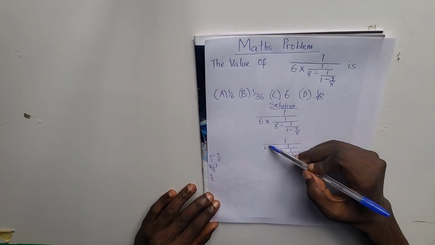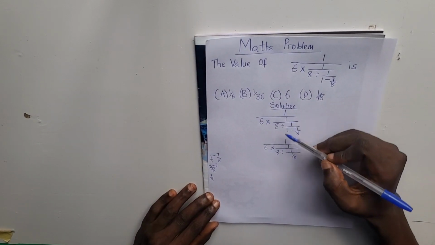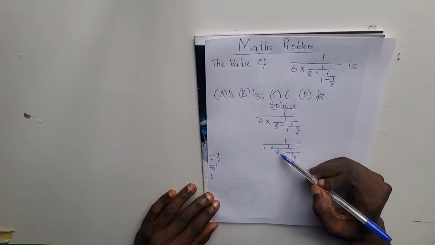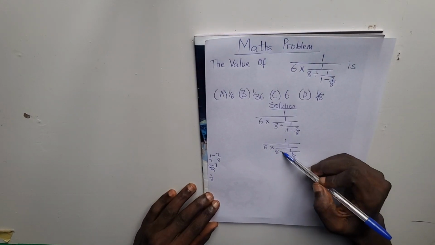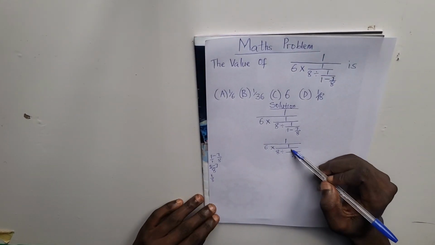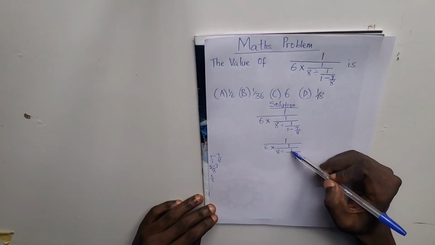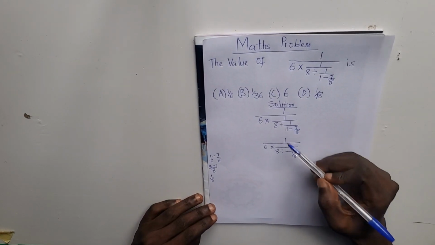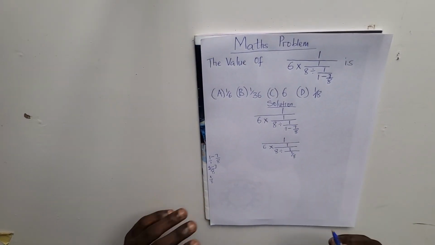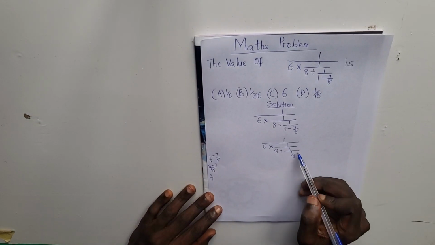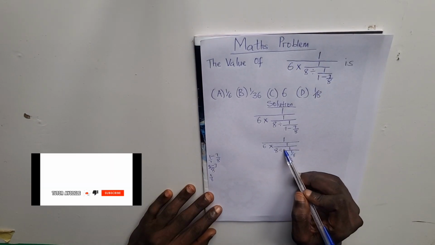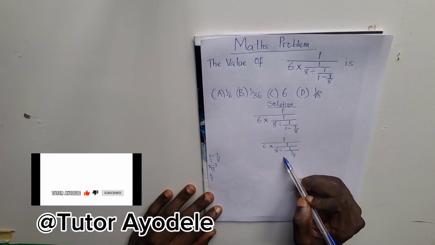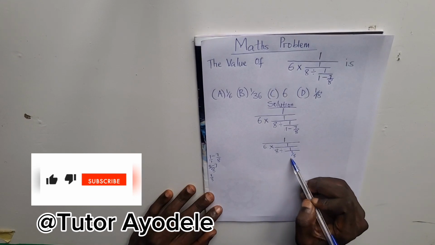This division, this is it. 6 times 1 over 8 divided by 1 over this one, this is it. So everything here is summarized to be 1 over 8, right? So the next thing is I want to tackle this one now. The next thing is to solve this, is to bring this one out.